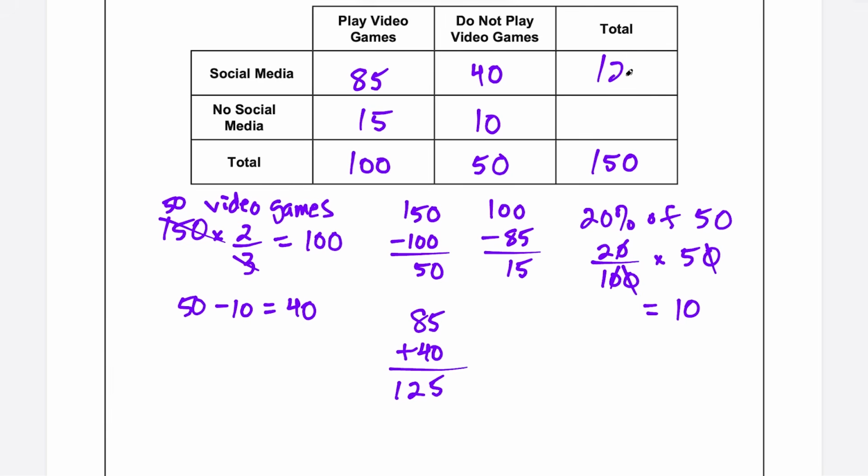So 125 is going here. And now for this one, 15 plus 10 is equal to 25. And one thing I would double check is that when I add these up, 125 plus 25 is 150. So these values here are looking good.